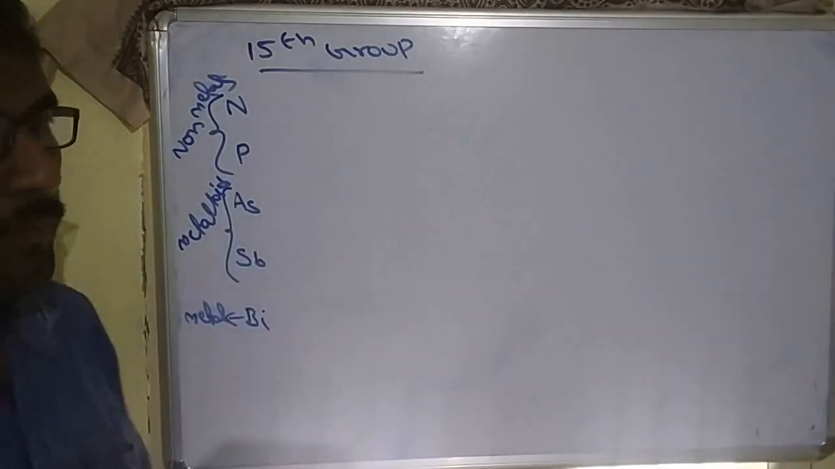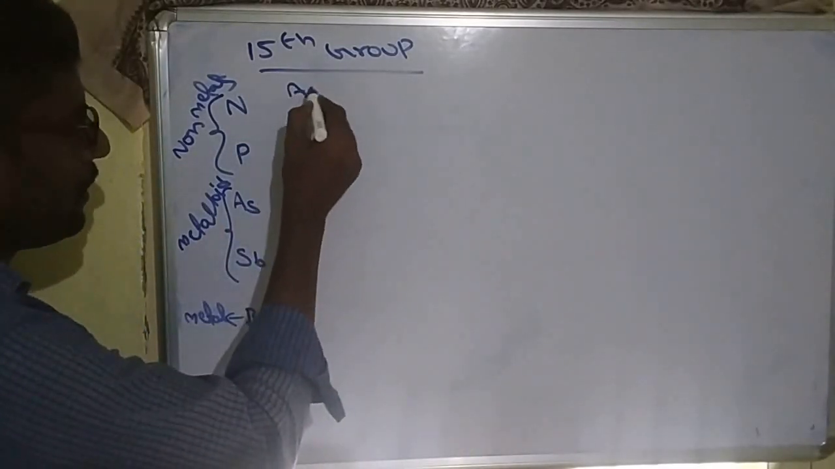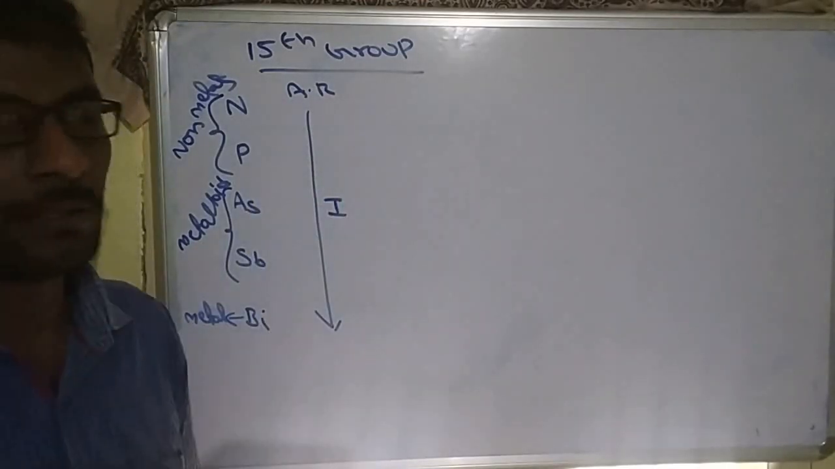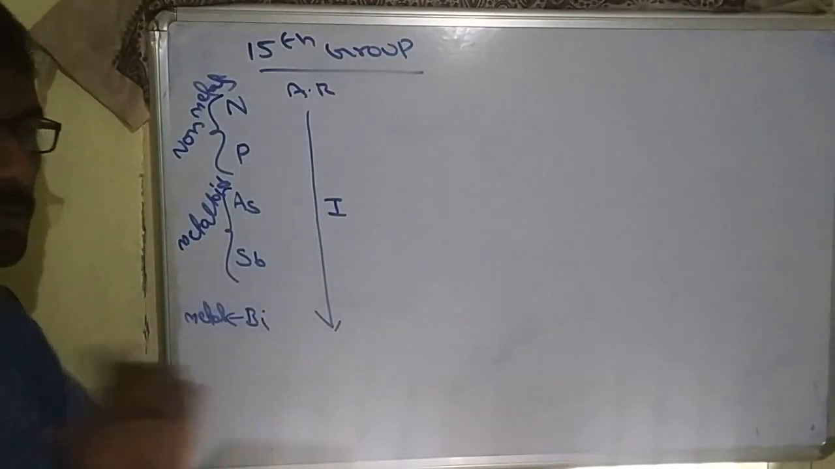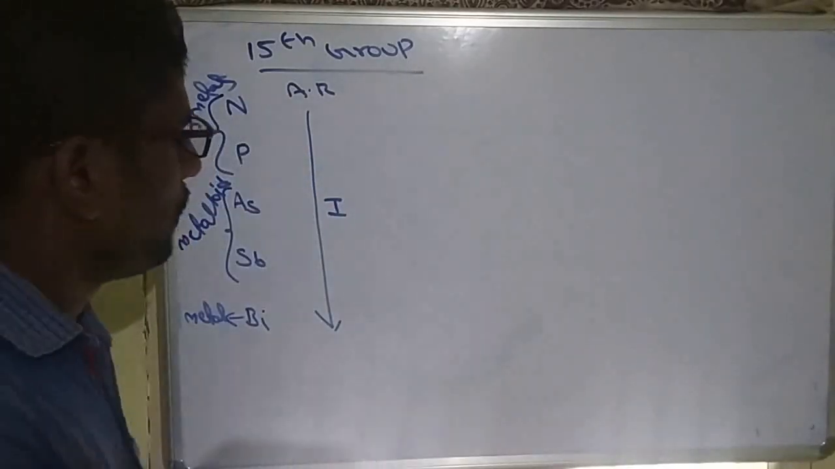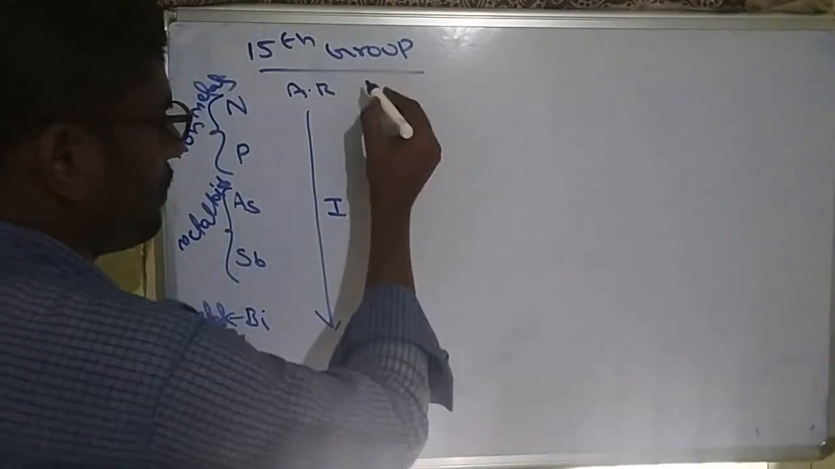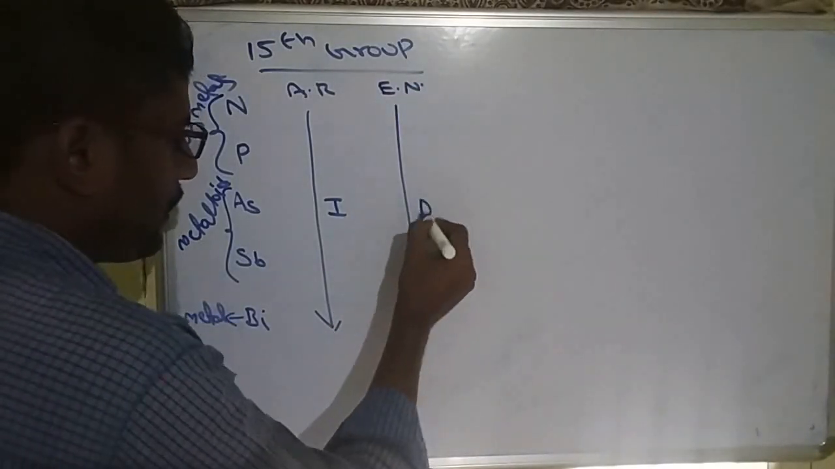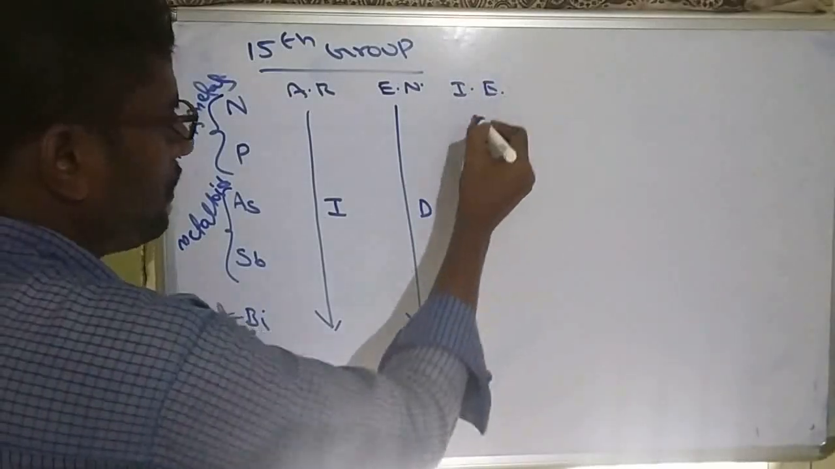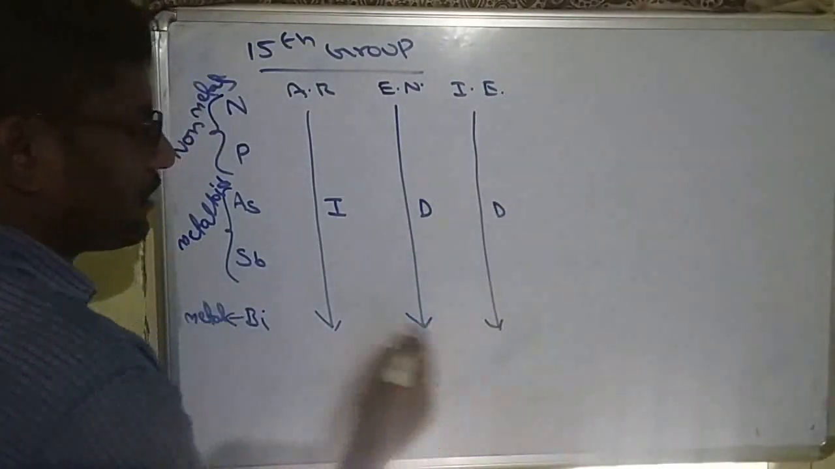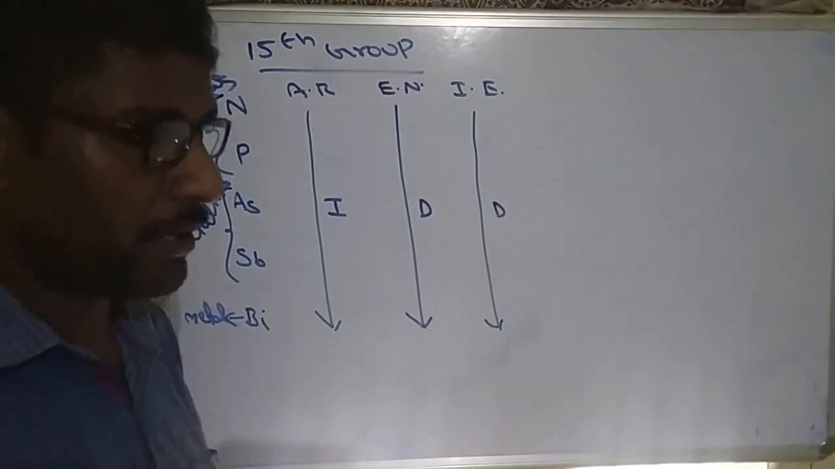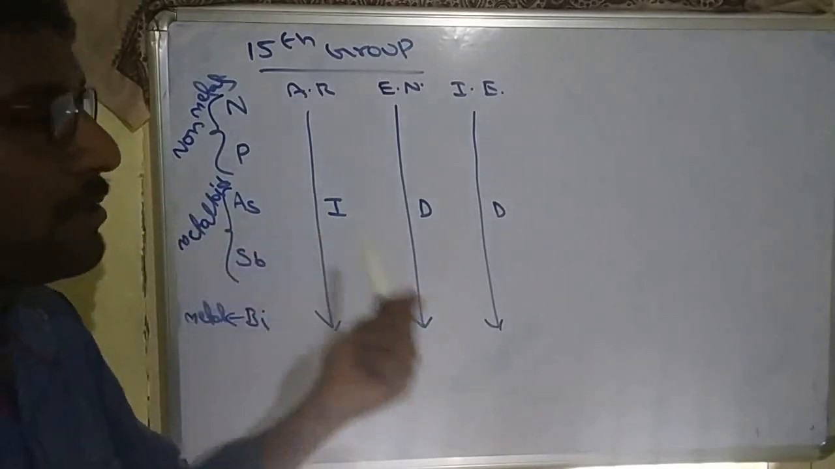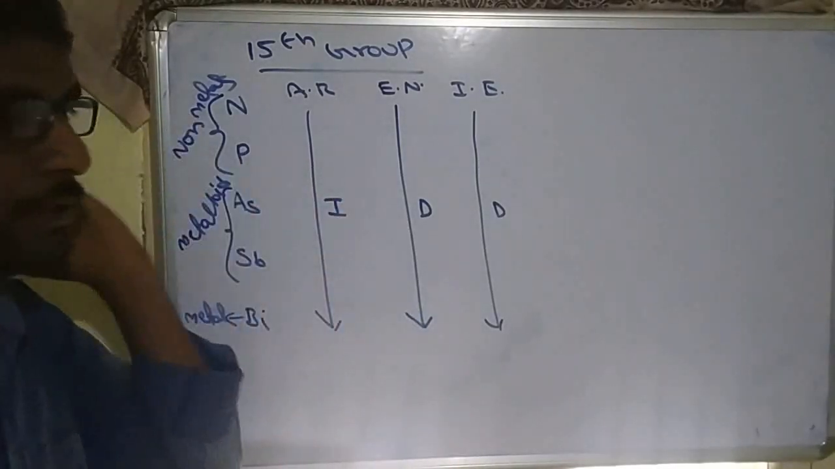Now when we are observing physical properties, atomic radius increases top to bottom. There is no irregularity in the 15th group. Similarly, electronegativity decreases top to bottom and ionization energy decreases top to bottom. All these are periodic properties, and the same thing happens in 15th group elements.